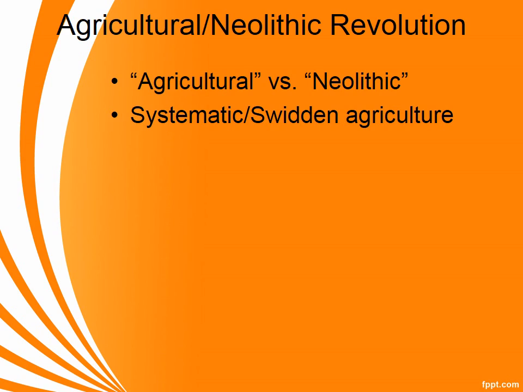The type of agriculture that developed was called systematic or swidden agriculture. Basically, swidden agriculture is slash and burn. So the idea was, how did we all of a sudden decide that, hey, if we start burning this land and plant some stuff, then we get food from it? A lot of people have different theories on this.